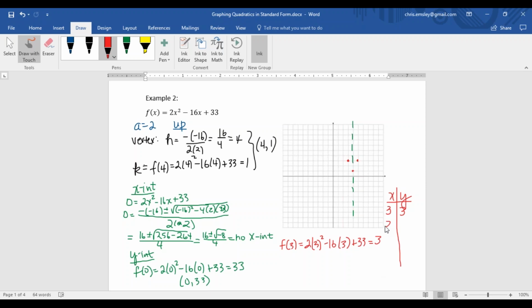And then maybe one more value, we plug in x equals 2. 2 times 2 squared minus 16 times 2 plus 33. And that turns out to be 9. So we'll plot that point right about here. And again, using that property of symmetry, that means we must have another point 2 units to the right of the axis. And there we go. That gives us enough information now to sketch in our parabola. Opens upward, no x-intercepts, and that y-intercept would be somewhere way up there at 33.